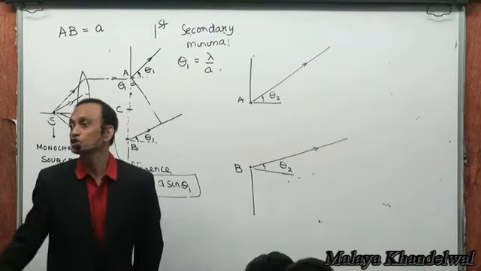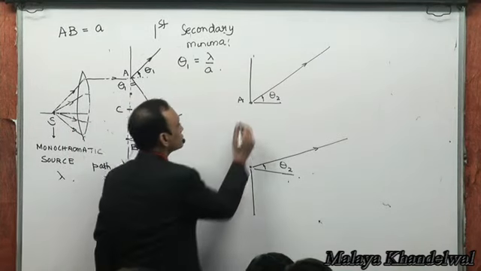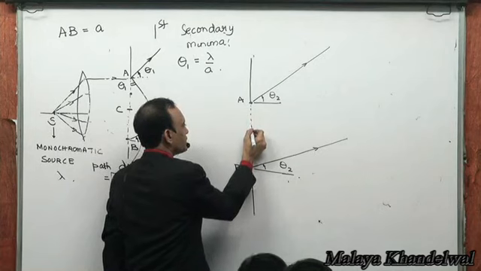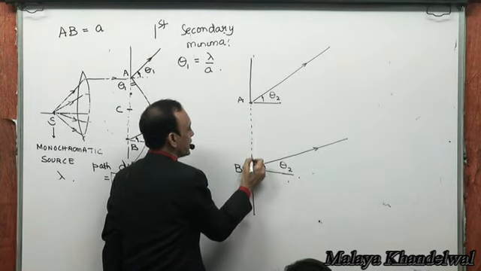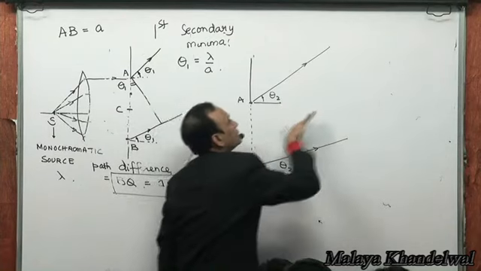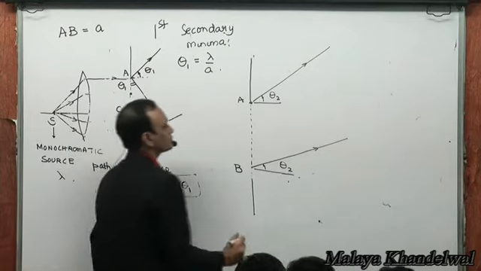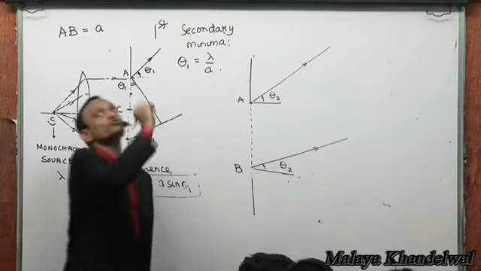Interference at such a point P on the screen for which theta is theta 2. And realize that every point, every particle between A and B would produce secondary wavelets at an angle theta 2 with respect to the original direction. Now, what theta 2 am I going to select?